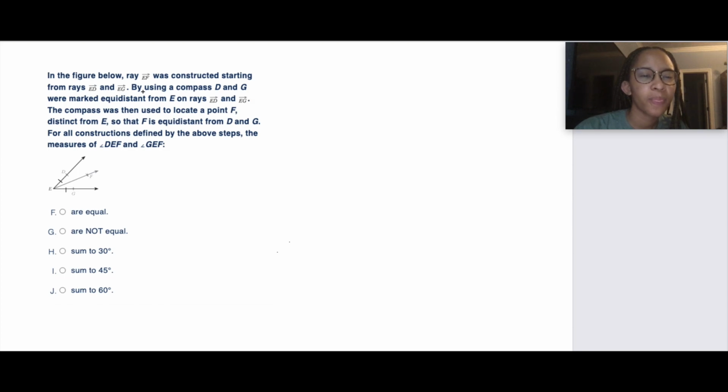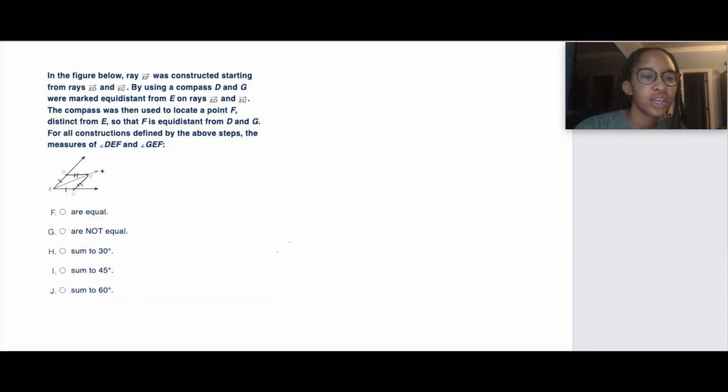Next, it says that F is distinct from E, and that F is also equidistant from D and G. So that means with this line, these are going to be the same length as well. And now we have to find the measure of DEF and GEF.